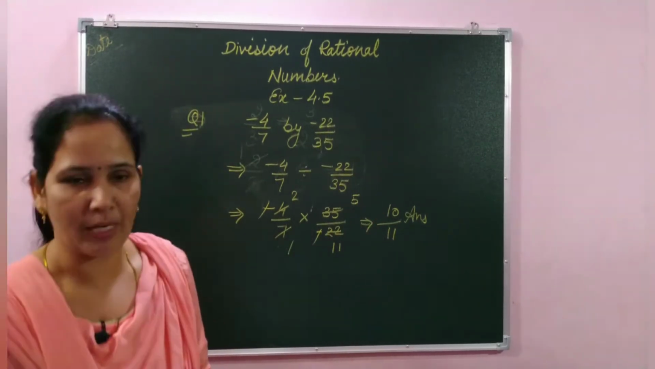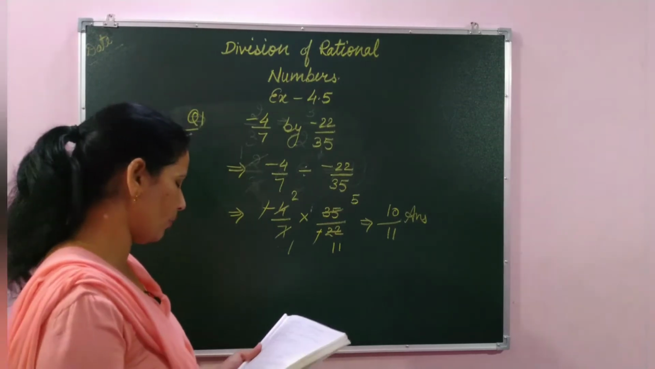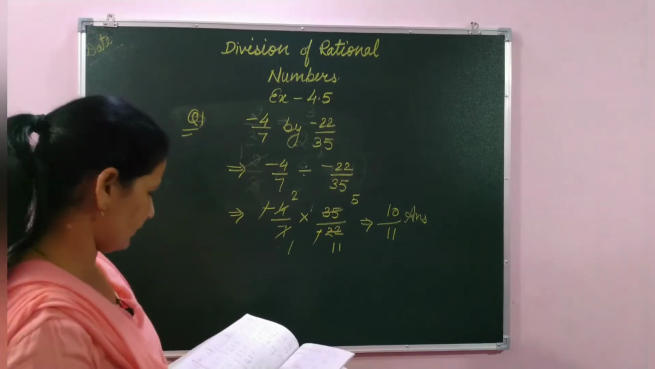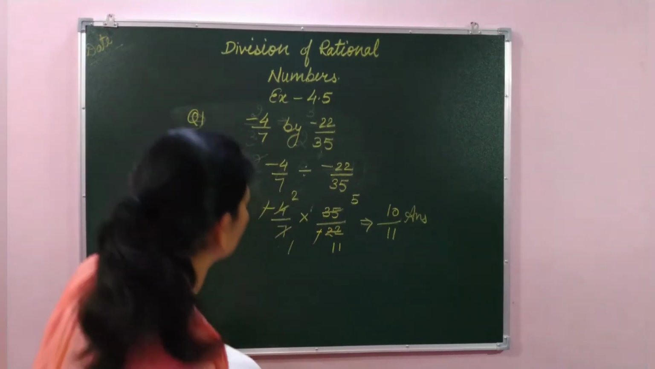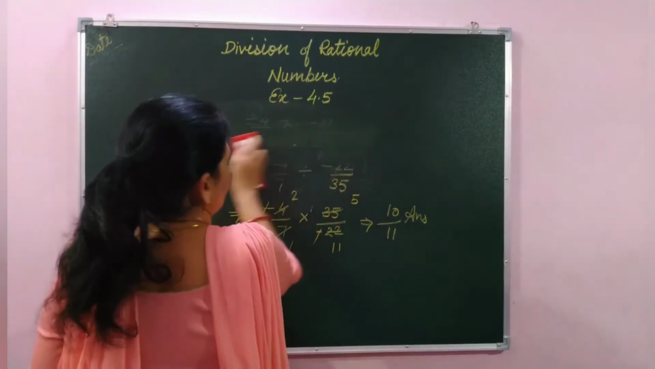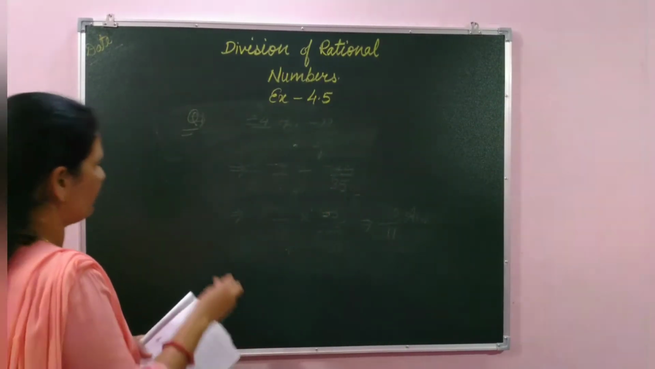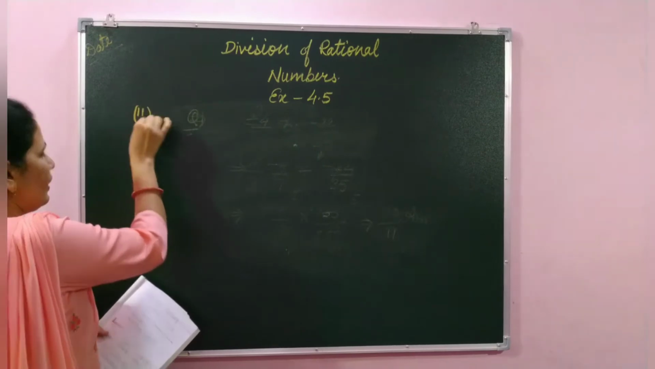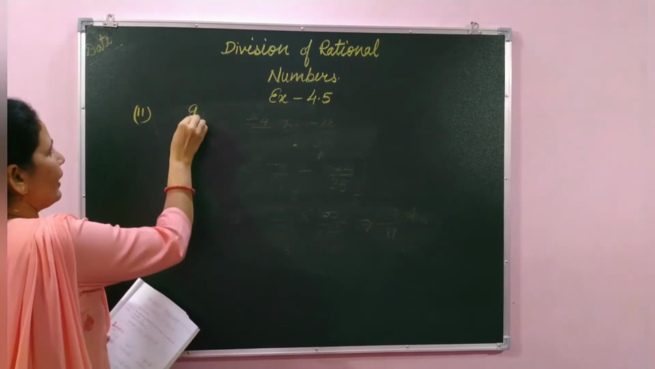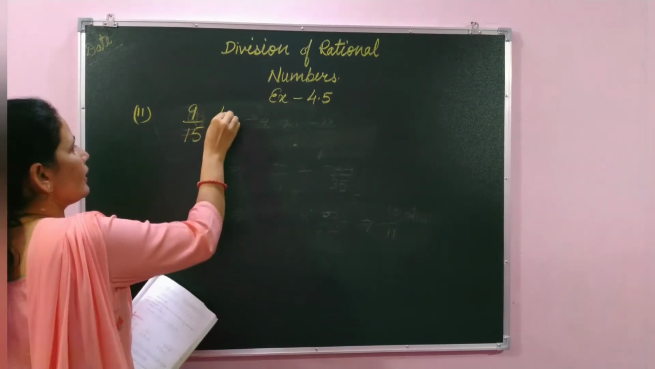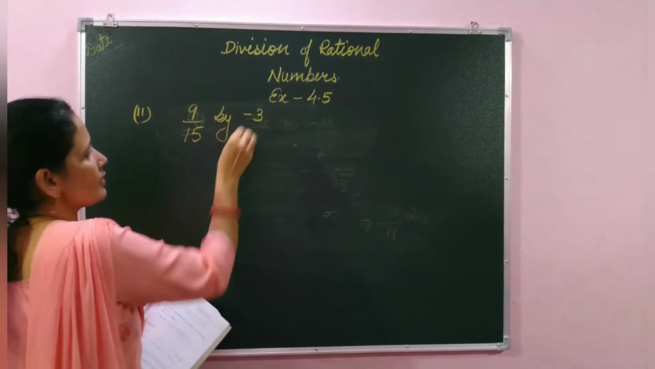So this is the first part, and now I'm going to take some more parts from this exercise only. Now let's solve its second part, because in the second part they have given a rational number divided by another rational number that is given only in the form of an integer.